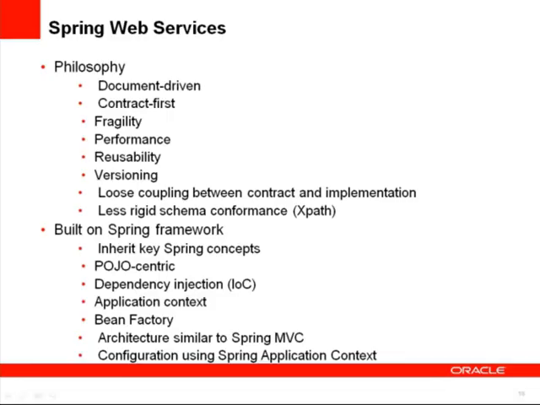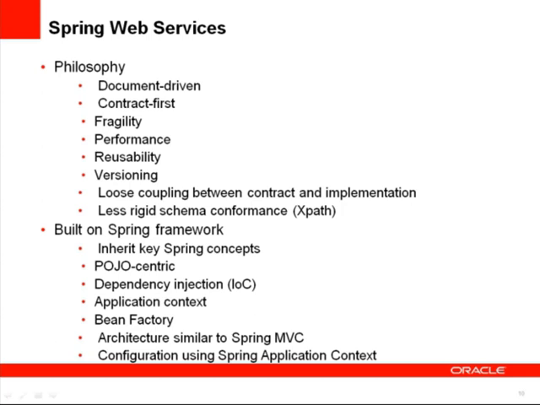In the next couple of slides, I'm going to explain how Spring Web Services works. Let me start by describing the philosophy and rationale behind the Spring Web Service design and architecture. Spring Web Service is very much document-driven, and it advocates contract first, meaning you can create Spring Web Services from an existing WSDL file. At least you've got to start from the existing schema definitions.